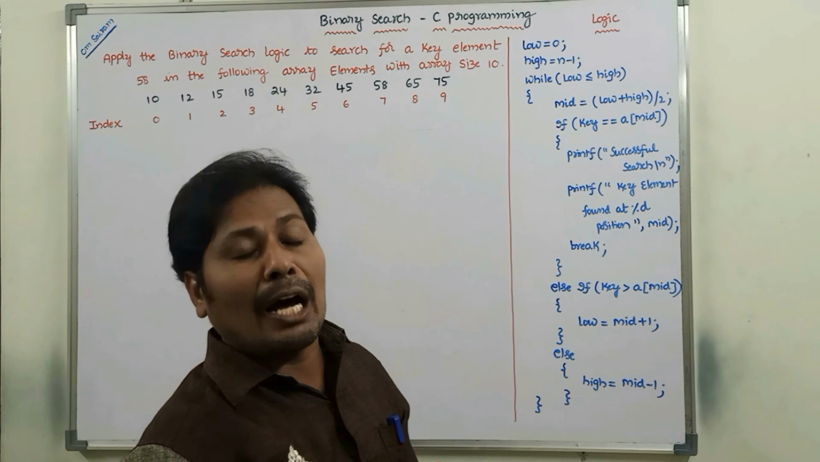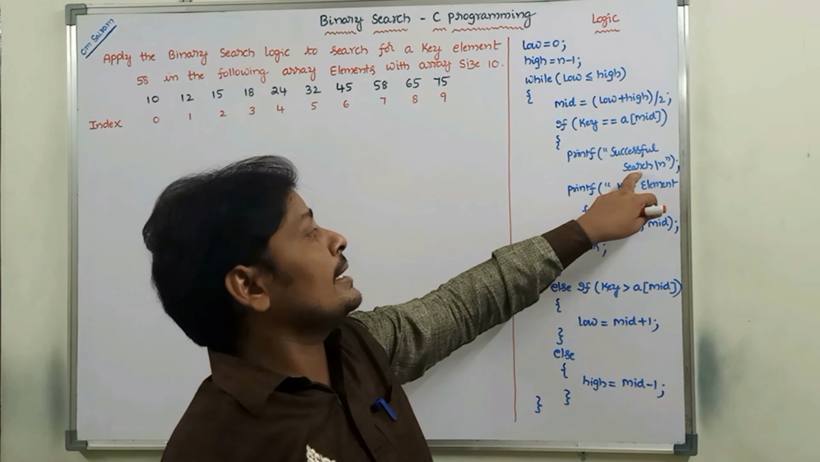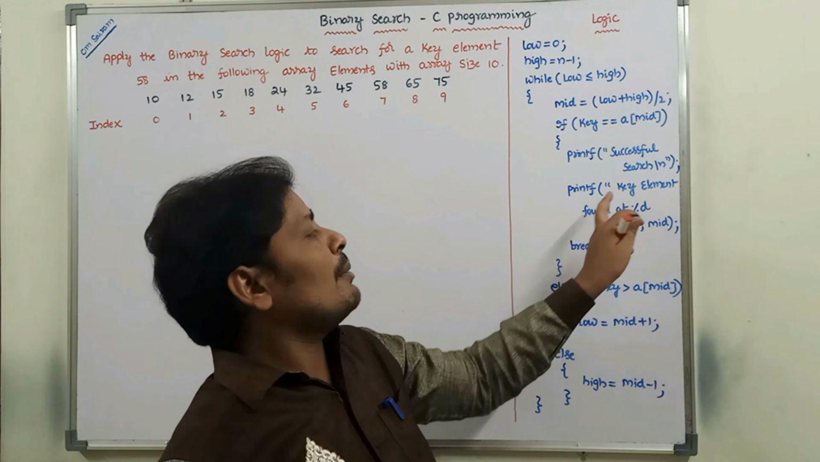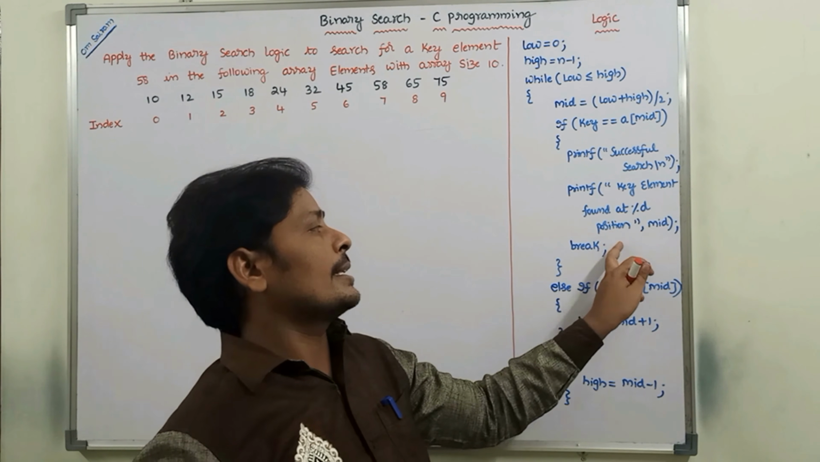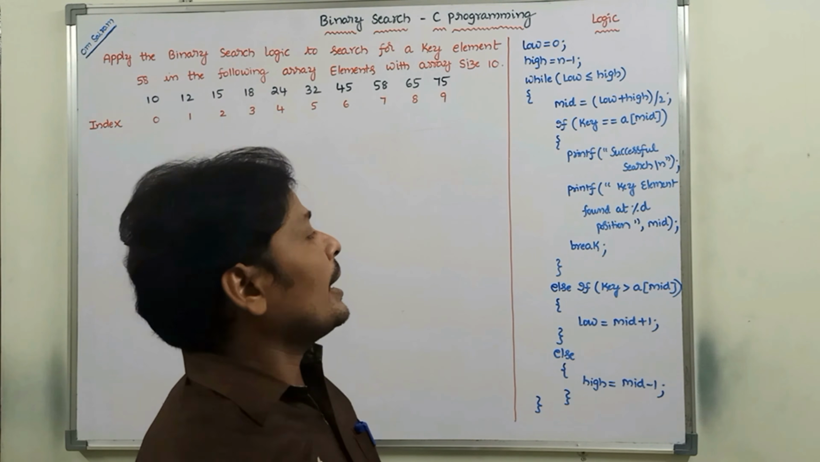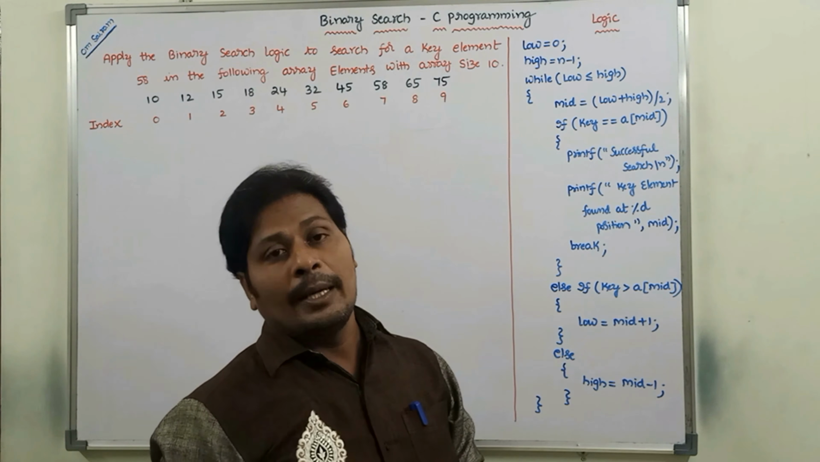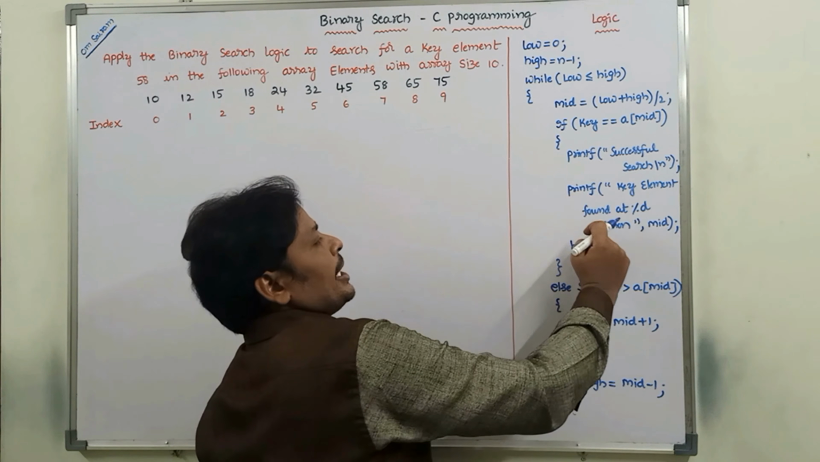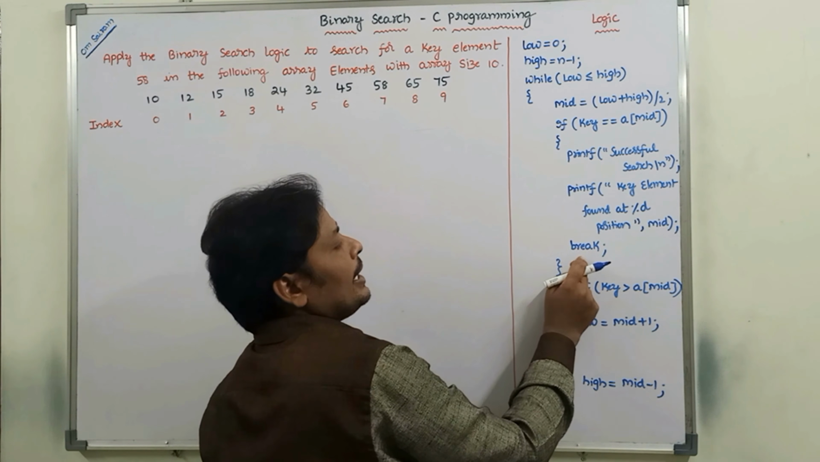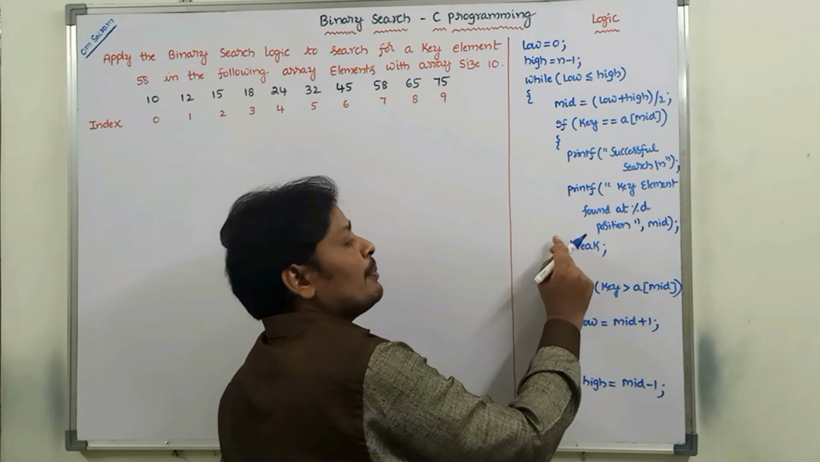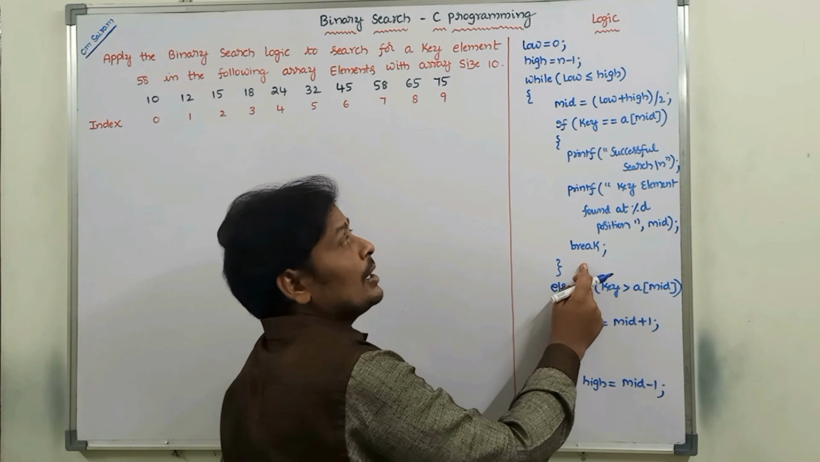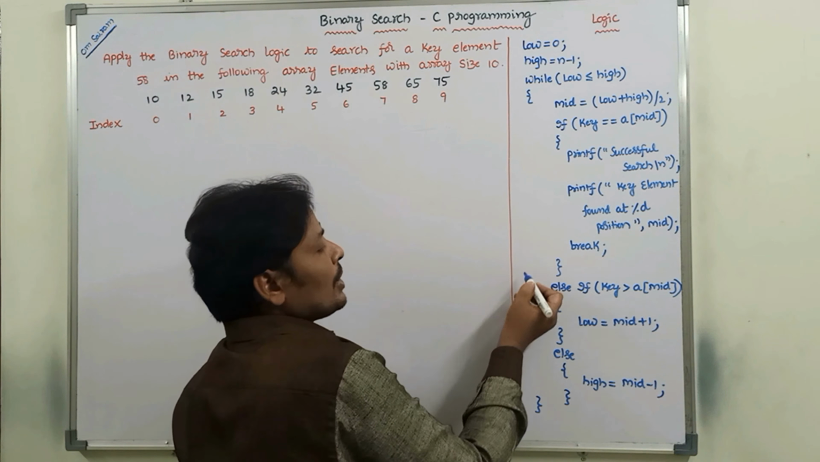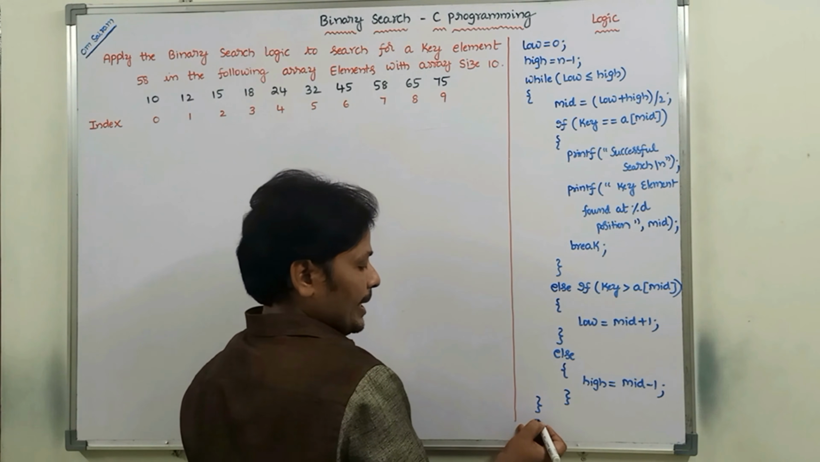If the key value is equal to mid value, then we can say printf successful search. That means our key element is present in the given array. Next, printf key element is found at %d position. So key element is found at mid position. Okay. So once these two statements are executed, then break. This statement terminates the program control from the given while loop. So then the program control is sent to this point.